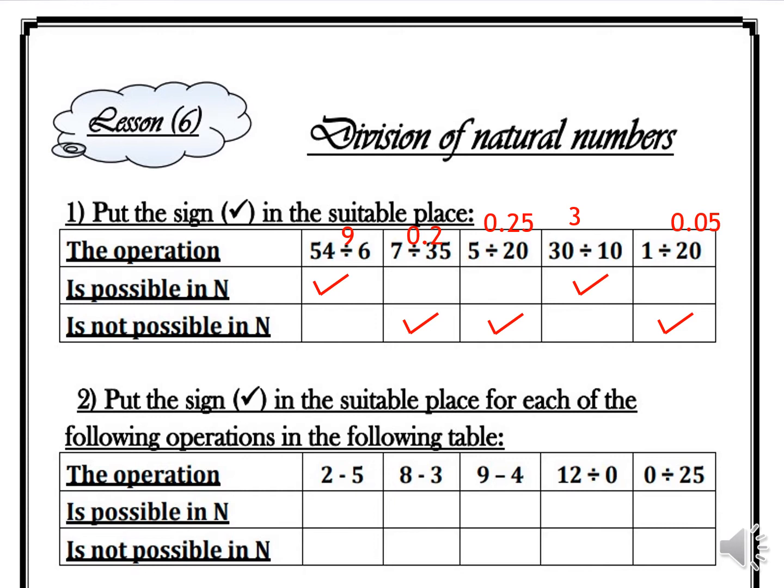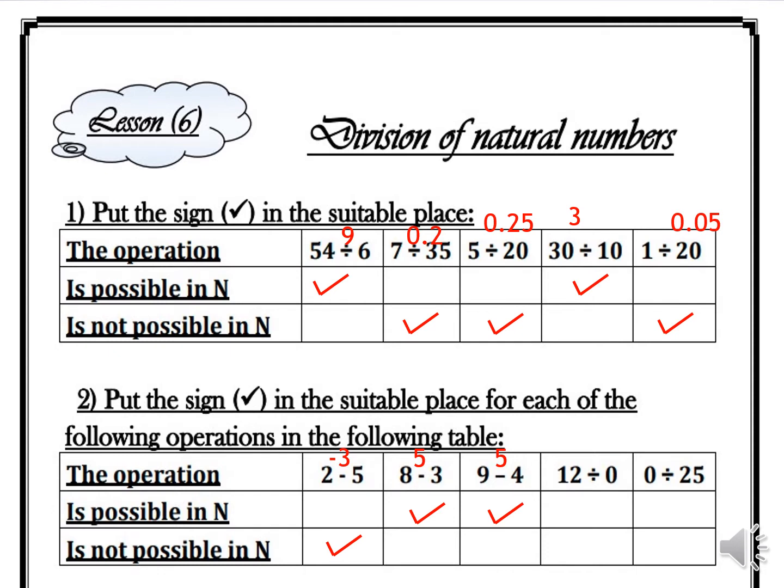Question number 2. Put the sign right in the suitable place for each of the following operations. The first operation, 2 minus 5. 2 minus 5 equals negative 3. It's a negative number, so it's not possible in natural numbers. 8 minus 3 equals 5. So it's a natural number and it's possible in N. 9 minus 4 equals 5, so it's possible in N.